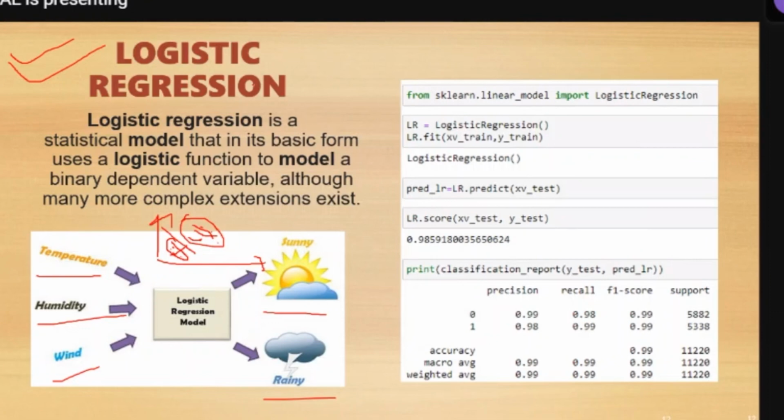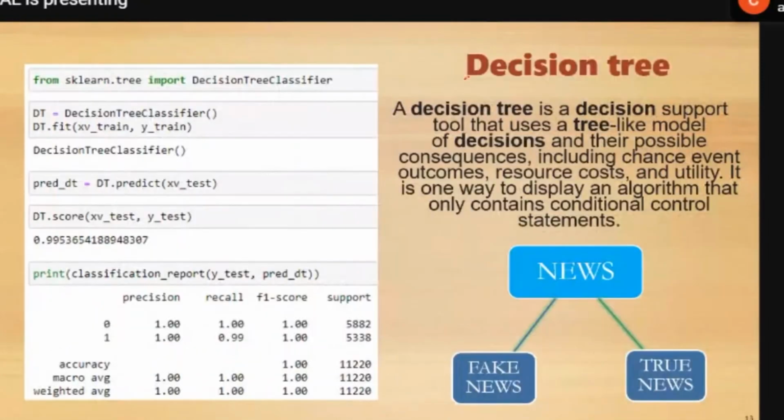Actually, what are the disadvantages? That is why I moved to the next model, the decision tree. It is not using its own brain; it is only making predictions on the basis of some points. So we moved to our decision tree. A decision tree works like this: some news is given, and we have to classify whether it is fake news or true news.